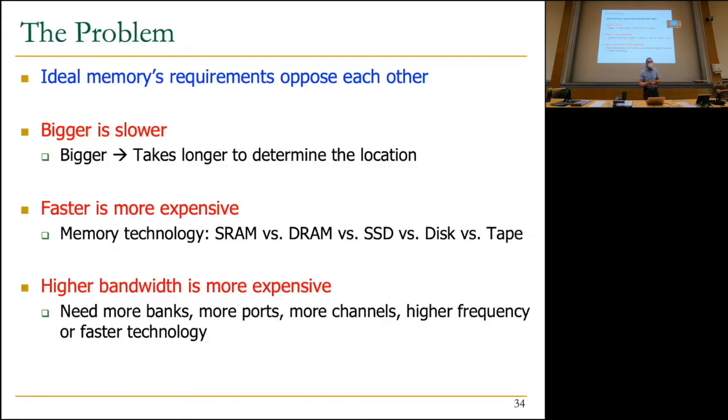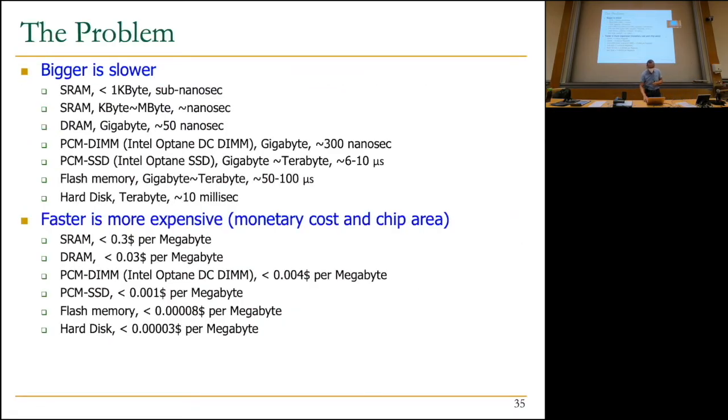Basically, you cannot get bigger, faster, and higher bandwidth at the same time. Even if you ignore higher bandwidth, you cannot get bigger and faster at the same time. And this is actually real data from today that shows that bigger is slower. These are circa 2022 numbers. I'm not going to go through all of these, but you can see that SRAM is an order of magnitude more expensive than DRAM.